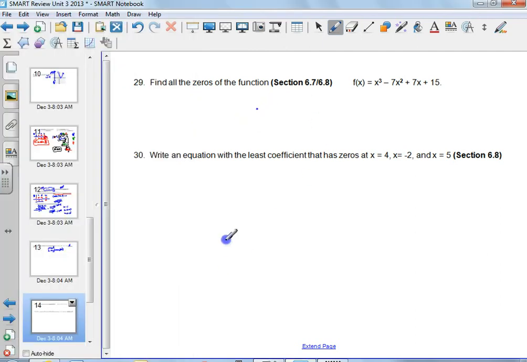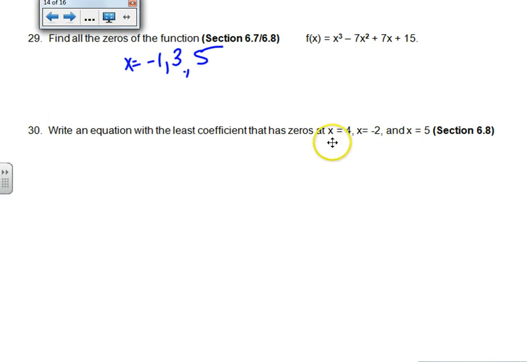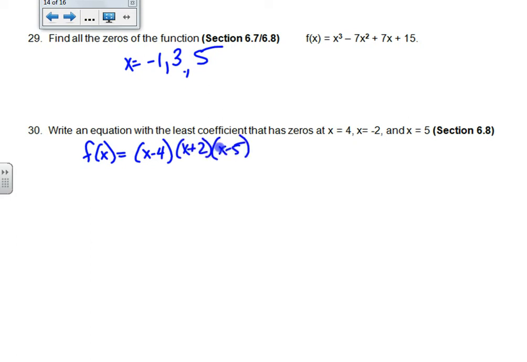And I'm going to write that down. So -1, 3, and 5. And that's as simple as you can do. Write an equation with the least coefficient that has these zeros. Now if these are the zeros, what that means is for my polynomial, which you can call f of x, p of x, q of x, I don't care, the factor would be x minus 4 if the solution is x equals 4, and then x plus 2, and then x minus 5.